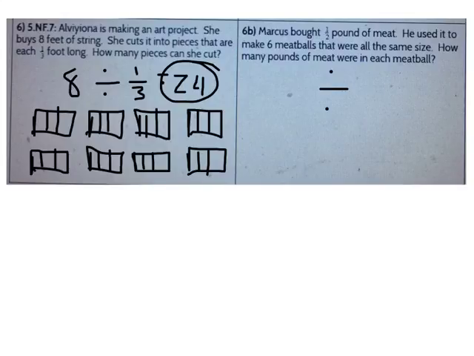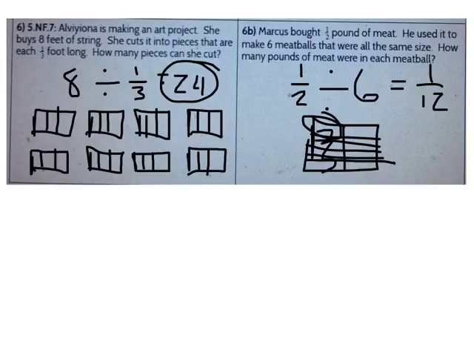What's being split up in this problem? 1/2 pound of meat. So what's the division sentence? It's 1/2 divided by 6. Go ahead and draw a model and solve that now. What's 1/2 divided by 6? The correct answer is 1/12.